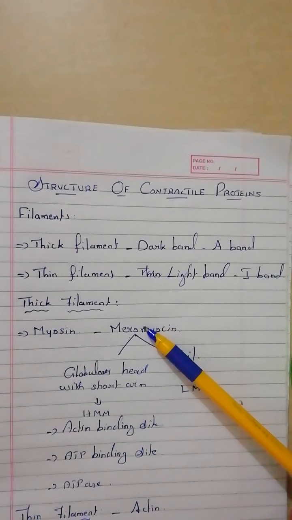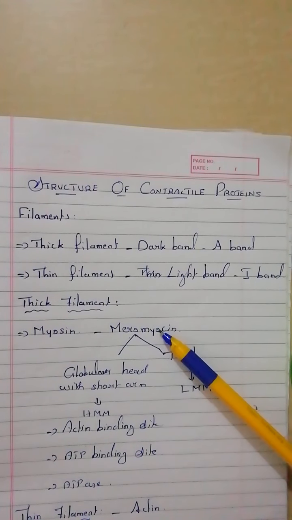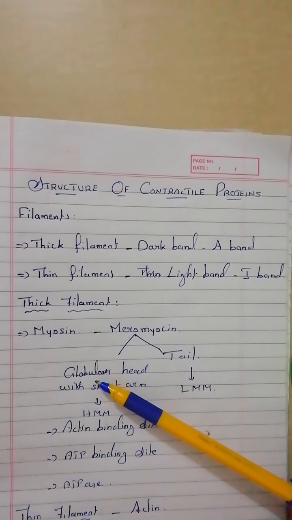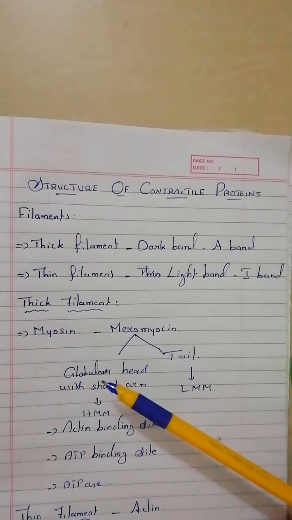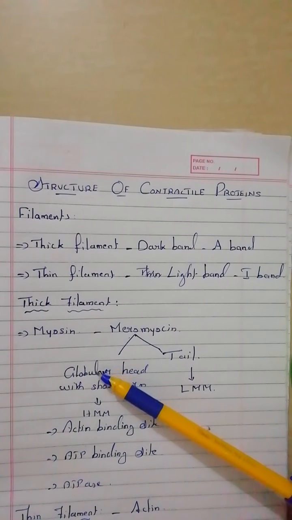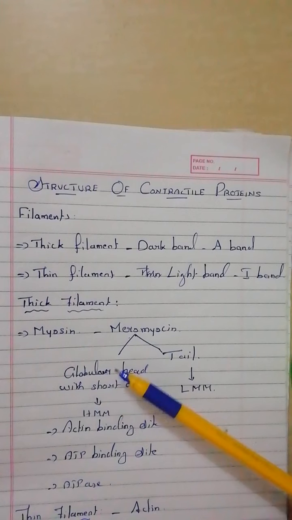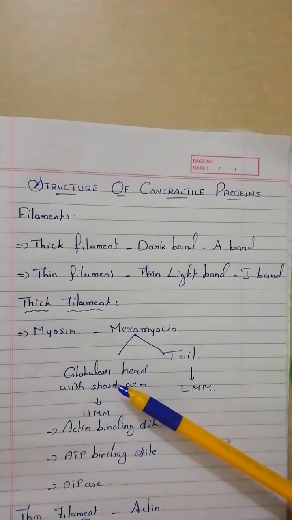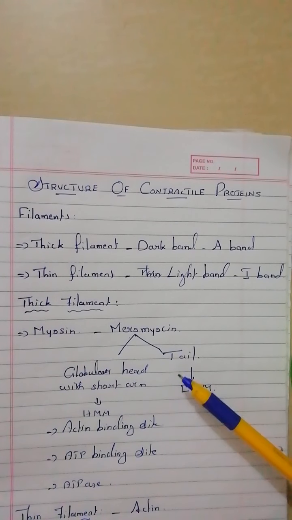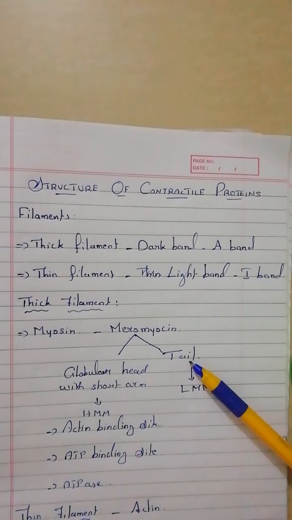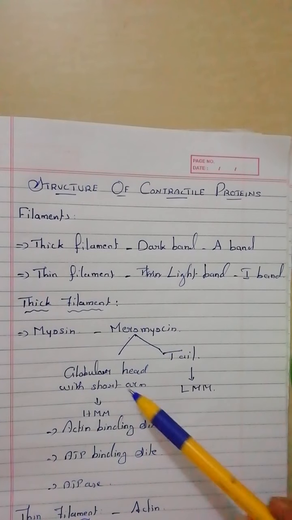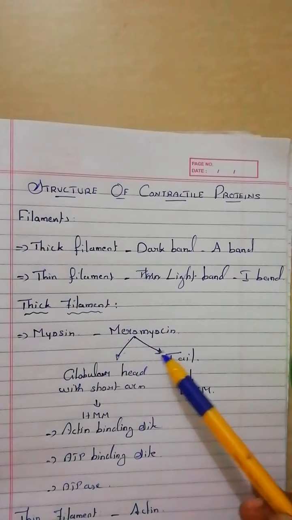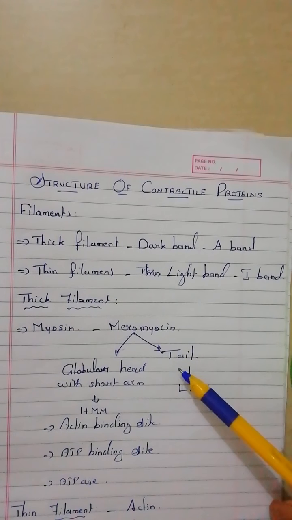Each meromyosin consists of two regions, that is the head region with the short arm as well as the tail region. The head region is a globular structure, like a globule. So it's a globular head with a short arm, and the next part is known as the tail region. So these are the two parts of the meromyosin.